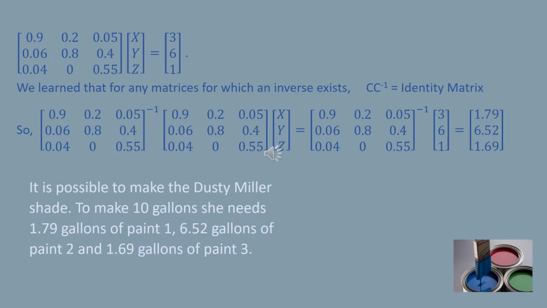To get 10 gallons of Dusty Miller, she'll need to use 1.79 gallons of the first paint, 6.52 gallons of the second paint, and 1.69 gallons of the third paint. And if you've ever painted a room, you know that you really need the formula to be exact because it's really easy for shades of paint to look off.